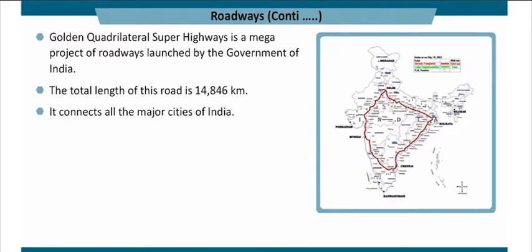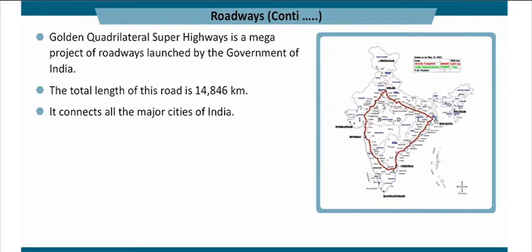Golden Quadrilateral Superhighways include 6-lane superhighways which run to a length of 5,846 kilometers and connect Chennai, Mumbai, Delhi and Kolkata. North-South Corridor links Srinagar to Kanyakumari, and East-West Corridor connects Silchar to Porbandar. It runs to a length of 7,300 km.